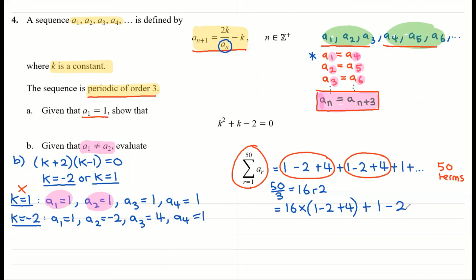Okay, so we just have to finish this calculation. So this is going to be 16 multiplied by 1 subtract 2, which is, of course, -1, plus 4, which is 3. And then we're going to add 1 and subtract 2 again. Well, that's the same as subtracting 1. So our final answer is going to be 16 times 3, so that's going to be 48, subtract 1. So the sum is going to be 47. Okay. And that concludes the lesson and the entire topic.